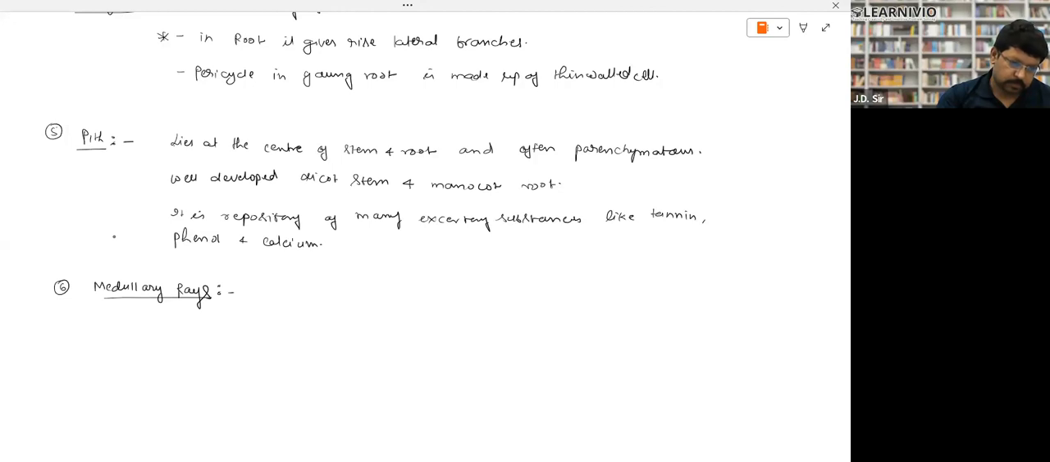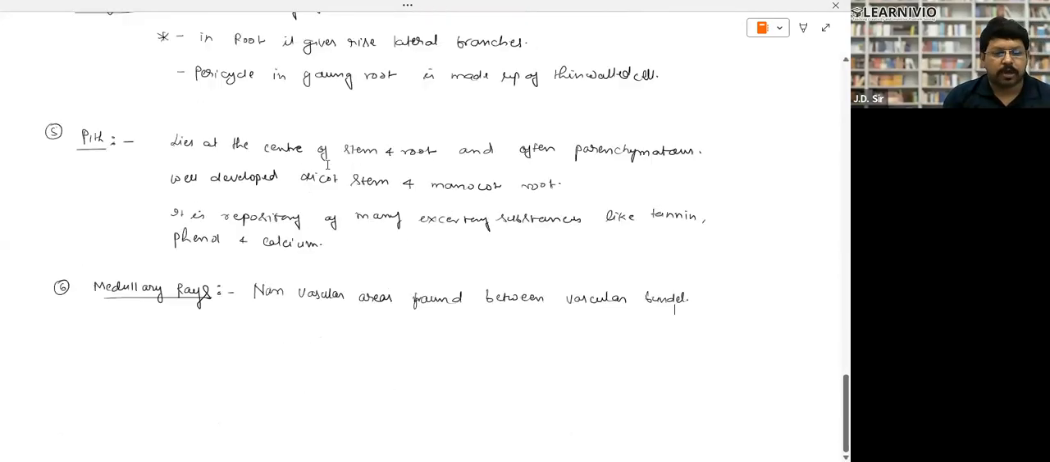Yes, sir. So what are the medullary rays? I have told you they are found between the xylem and phloem. So they are non-vascular areas. Non-vascular means they are neither made up of xylem nor made up of phloem. They are non-vascular areas found between vascular bundle. Right? So that's it for the ground system. Tell me, is it clear or not? If you have any doubt in any point, please let me know.